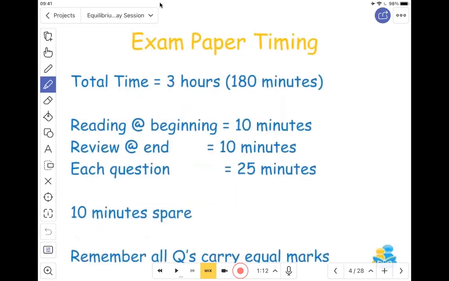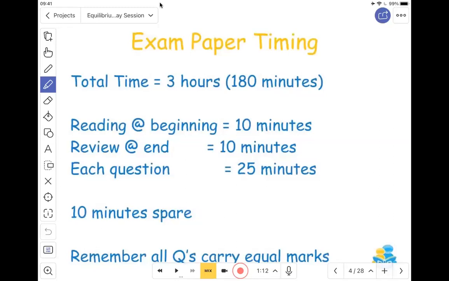So when it comes to exam paper timing in Leaving Cert Chemistry this year, you will have 3 hours to complete your exam, and that totals to 180 minutes. So I recommend that you take 10 minutes at the start of the exam to have a read through, pick some potential questions you might do, look for questions that you definitely don't want to do. Maybe there's some topics that you're not doing, so you'll want to eliminate those straight away. So that 10 minutes at the start is to settle you in, getting you reading the questions and trying to figure out what ones you're going to answer.